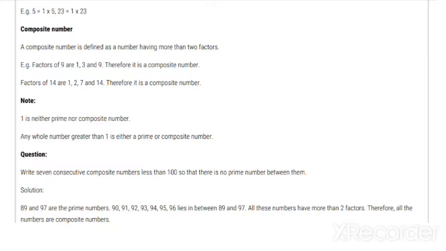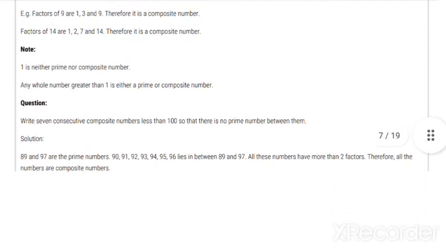Now, one question: write 7 consecutive composite numbers less than 100 so that there is no prime number between them. And the answer is 89 and 97 are the prime numbers. 90, 91, 92, 93, 94, 95, 96 lie in between 89 and 97. So, children, all these numbers have more than 2 factors. Therefore, we can say these numbers are composite numbers.